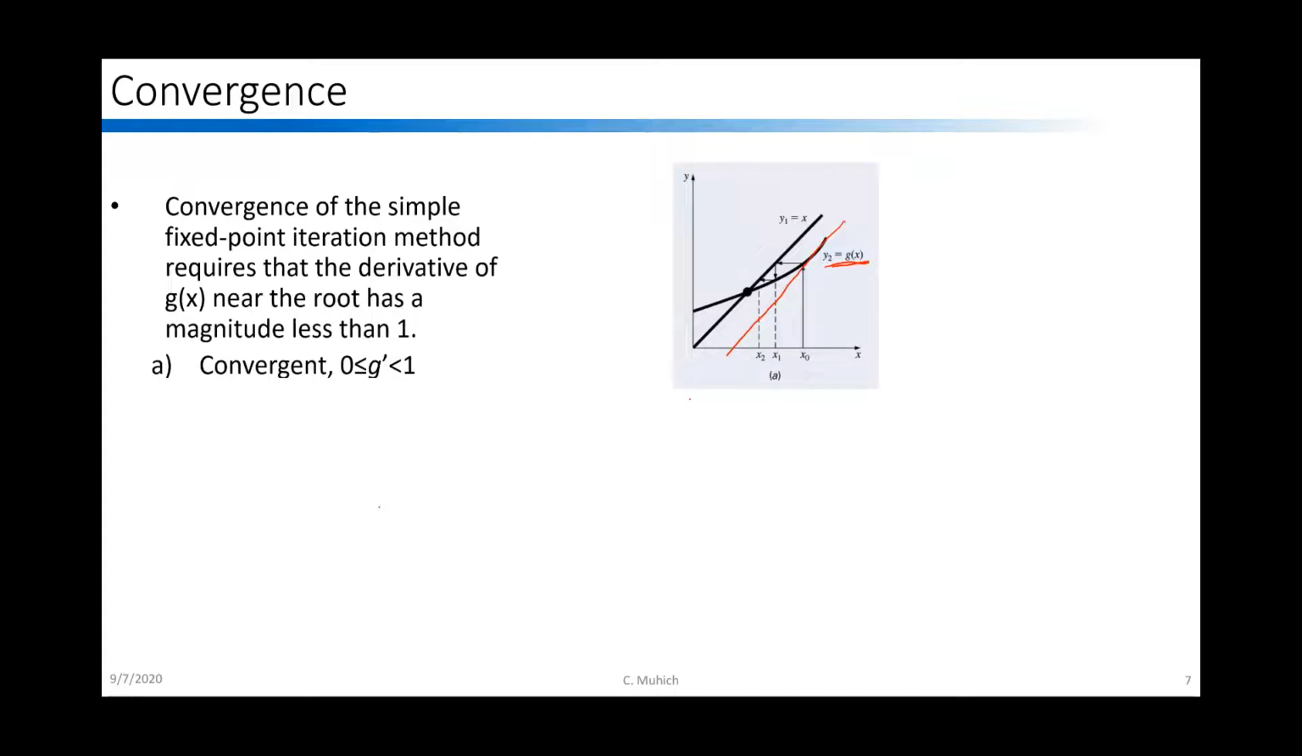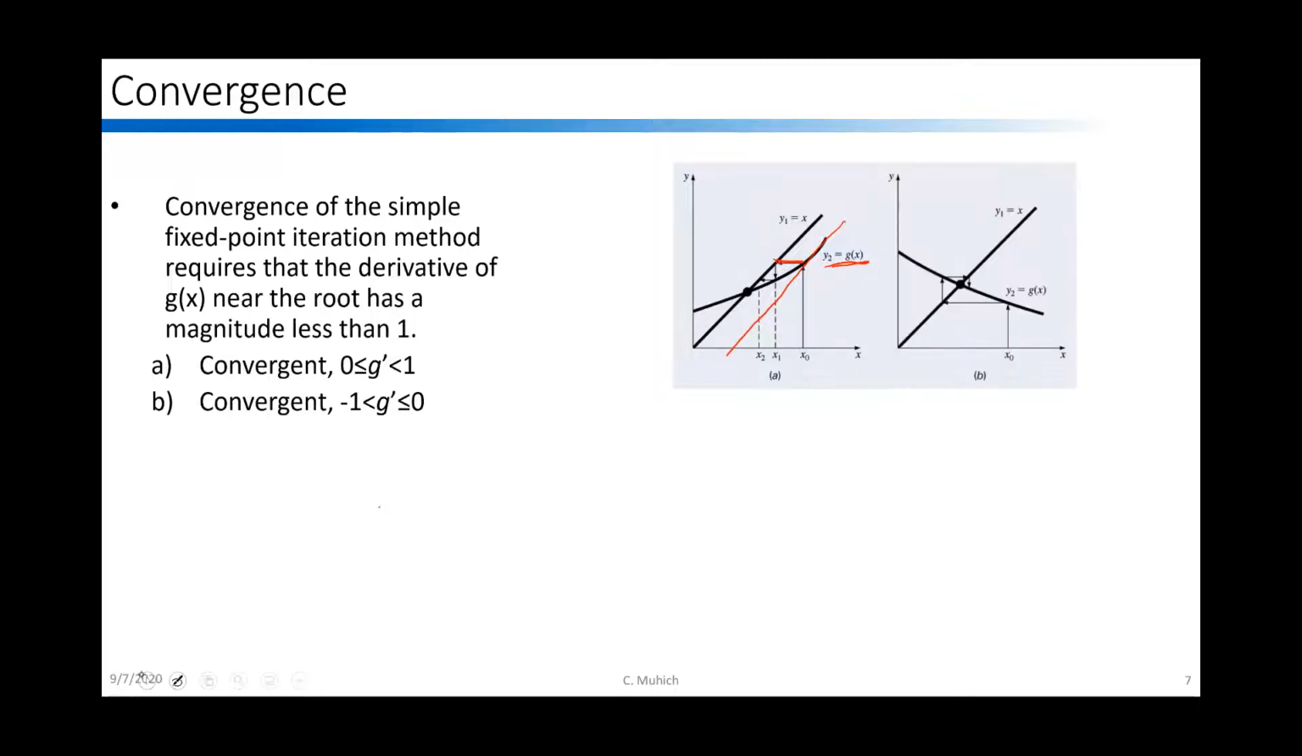Why this is important is because this is going to send our solution finding algorithm back towards the root. This will also work if our derivative is between -1 and 0. So once again, it's going to send us in this spiraling inwards pattern.